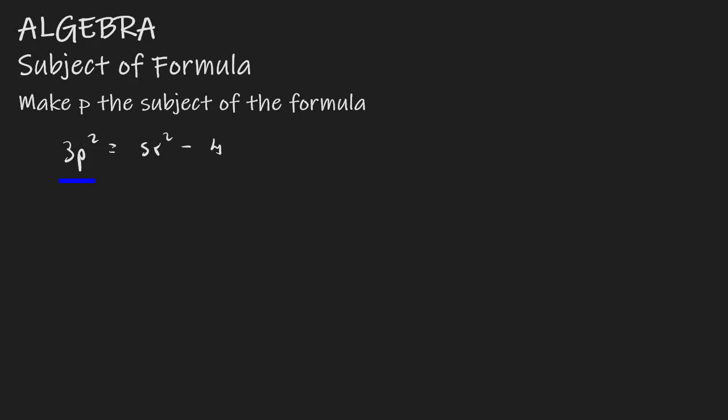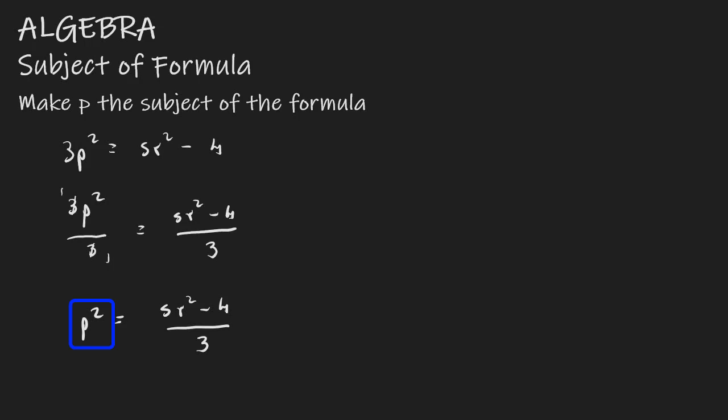My p term is multiplied by 3. I need to remove this 3, so I need to use the opposite operation of multiplication, which is division. So we get 3p squared divided by 3 is equal to (s r squared minus 4) divided by 3. Whatever I do on one side of the equation, I must do on the other side. I have 3 in my numerator, 3 in my denominator. The two of them will divide into each other. So I have p squared is equal to (s r squared minus 4) over 3.